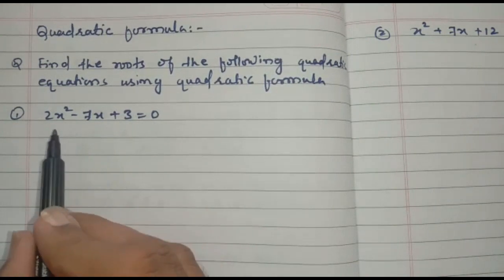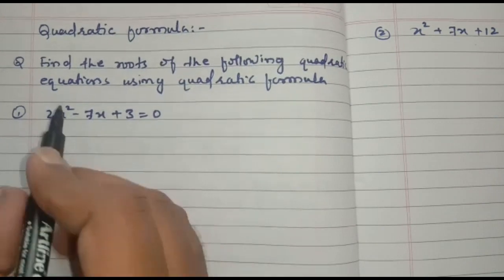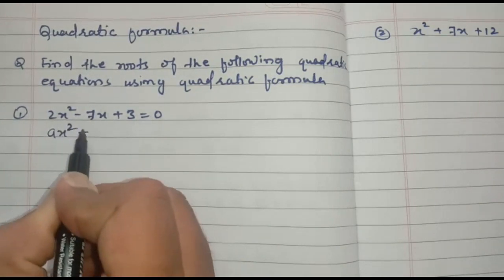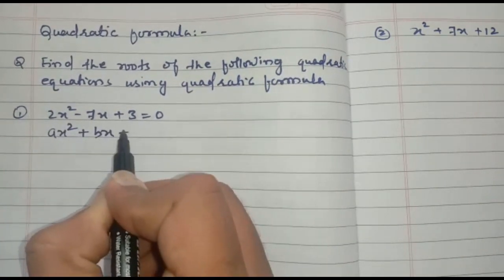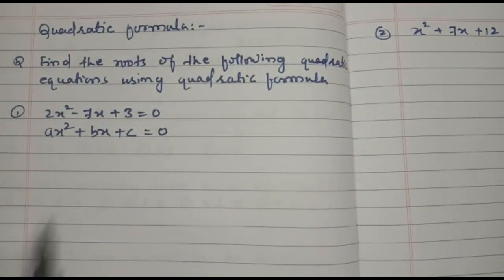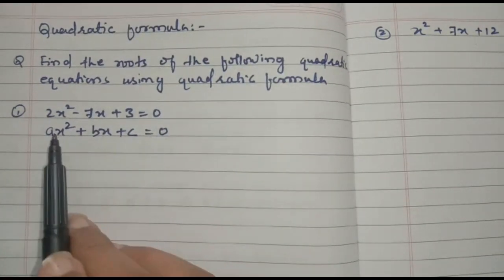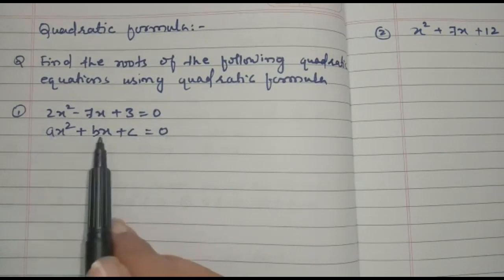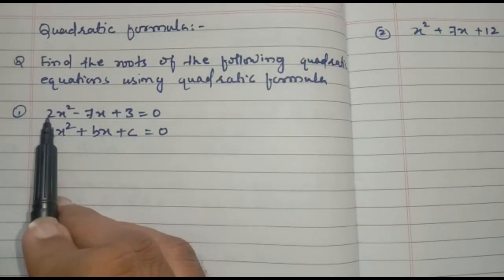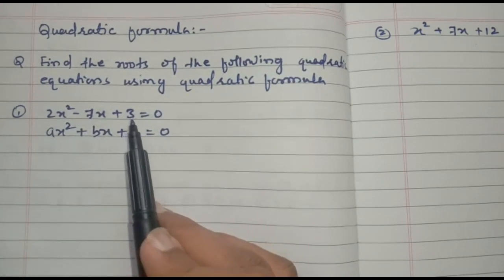Let's start. First, students, we have to compare this equation with the standard form of quadratic equation. The standard form is ax square plus bx plus c is equal to 0. We are comparing with the standard form. We have to decide what is the value of a, what is the value of b, and what is the value of c. The coefficient of x square is a, coefficient of x is b, and constant is c, students.